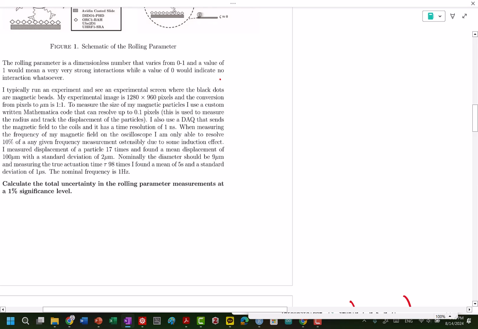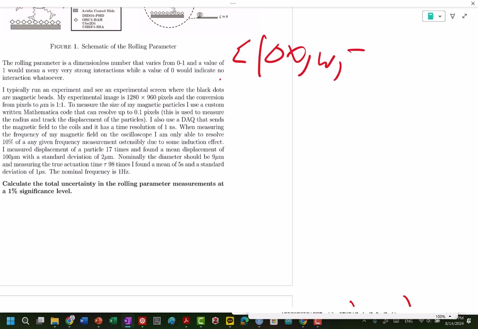Experimental screen where, so let's go ahead and do that rolling parameter, as a function of delta x, omega, tau, and my radius. All right, run my experiment. This conversion is just 1-to-1. So for micrometers to pixels, I use a custom mathematical resolve up to 0.1 pixels. So the pixel is going to affect this and this.